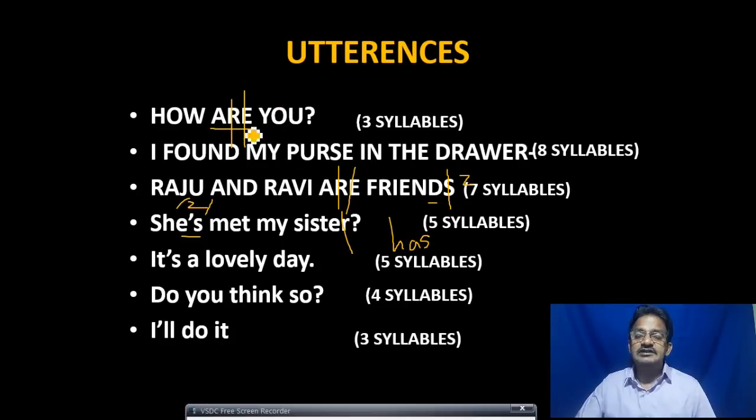So utterances and the sound strings. We have to concentrate on the sound system of the language. Every language has its own utterance.